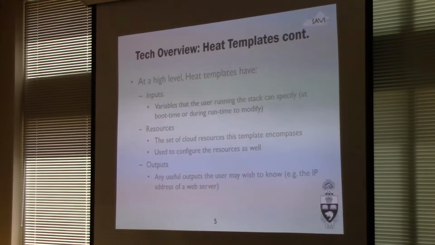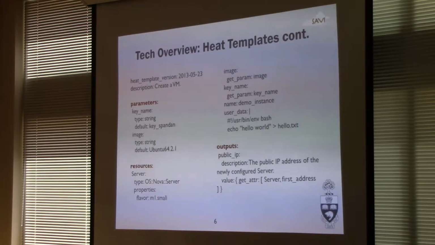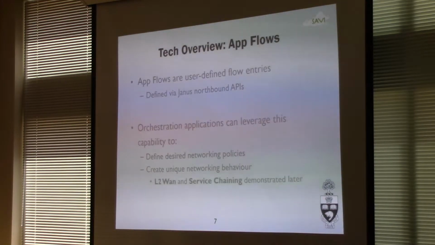And then you can also configure these resources as well. And then the outputs is just any useful information that the user may want to know. So for example, when you'll see later on when we deploy this application, it'll automatically get assigned a publicly accessible IP address. So you want to know what that IP address is, so you can output that. And that's just a simple example of a heat template. I'll skip this right now.